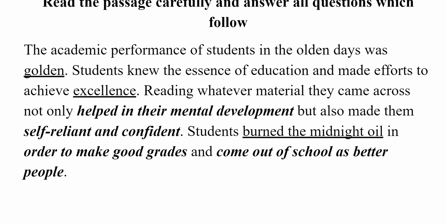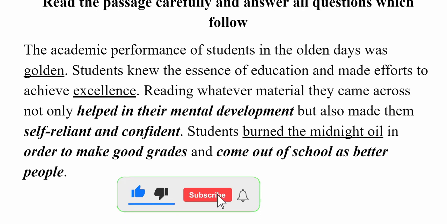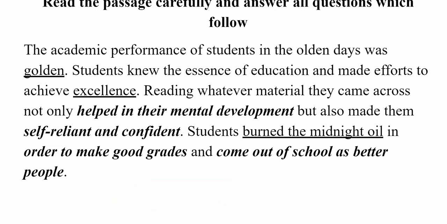Golden. The academic performance of students in the olden days was glorious. So you see, when we fix glorious in place of golden, it perfectly suits the sentence. The academic performance of students in the olden days was glorious, was flourishing, was booming. So as you can see, those words can be fixed over there.